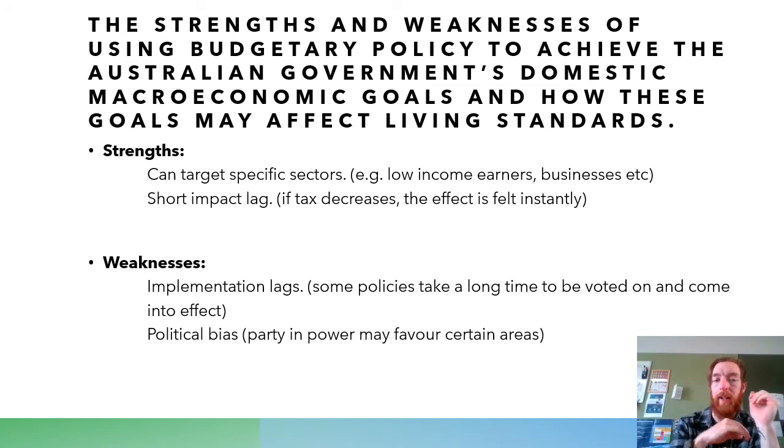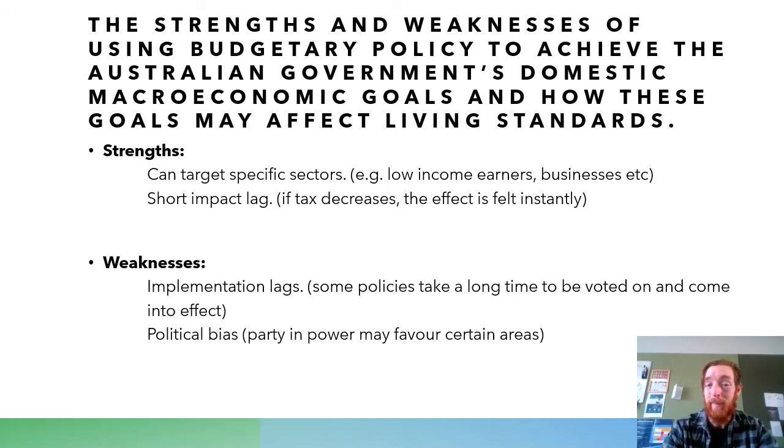So a really good strength of budgetary policy is that it can target specific sectors. So things like low-income earners or businesses. During the pandemic, it's been really good at doing that by giving income support to those who need it. Short impact lag. If taxes decrease, the effect is felt instantly. So if the tax level for my income level decreased, the next pay I would receive that. That is excellent. As soon as that happens, I'm going to have more disposable income. I'm going to be able to do more spending. That should lead to increases in aggregate demand.